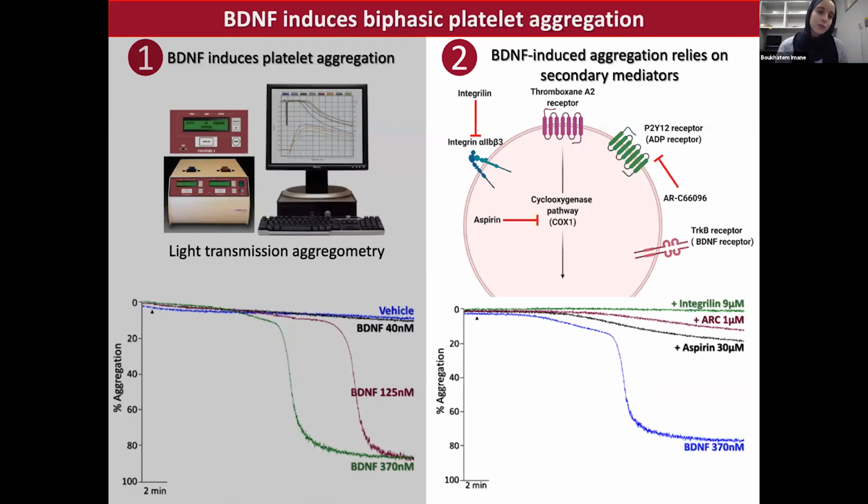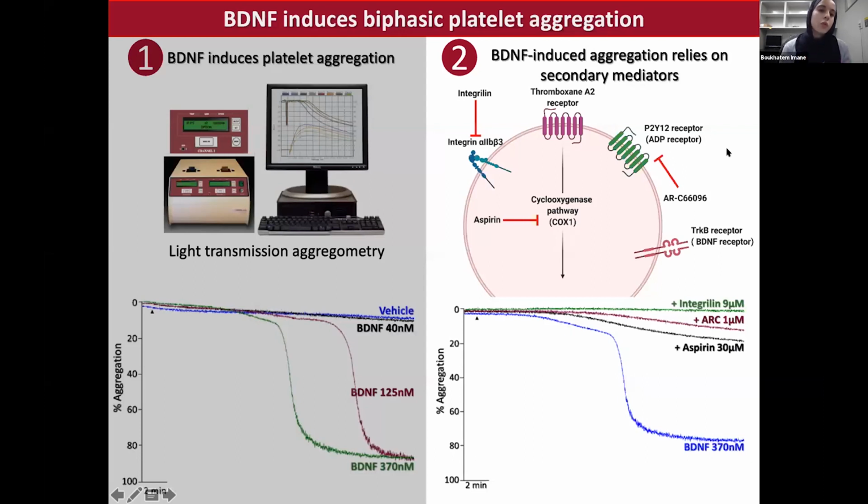And I guess the most important one is ADP, which we blocked through its receptor, the P2Y12, using RC, which is the equivalent of clopidogrel. And as you can see on the aggregation traces, on the blue curve, which is BDNF, inducing a nice aggregation, the use of the 3 inhibitors of the secondary mediators blocked BDNF-induced aggregation, confirming that BDNF relies on secondary mediators.